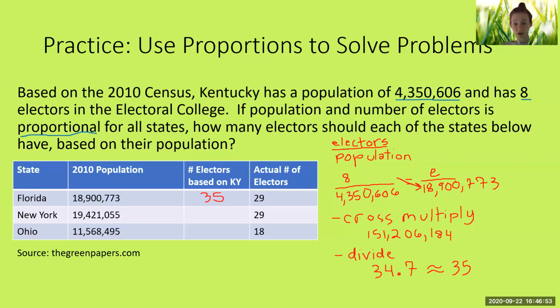Now, what's the actual number of electors they have? They actually have 29 electors. So they have fewer electors based on their population compared to Kentucky.